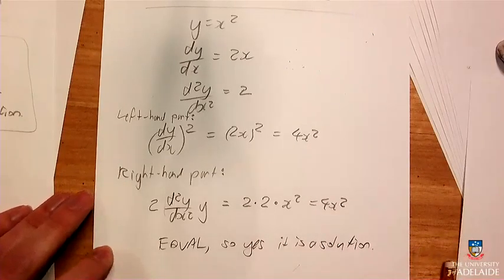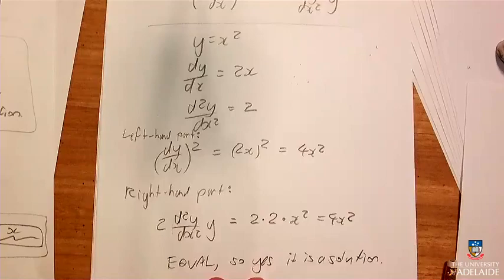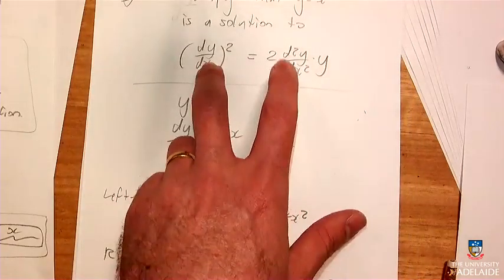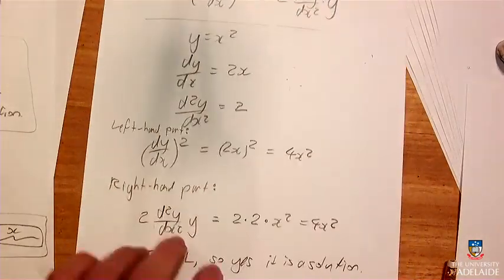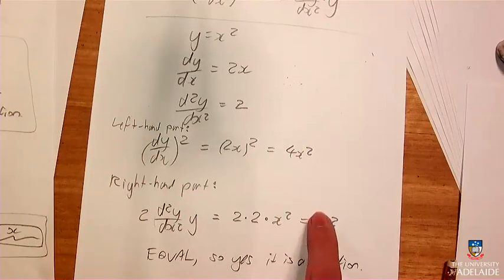So yes, it is a solution, because both sides, both parts of the equation, work out to the same answer. If it is a solution, this thing is equal to that thing, and it is true that this thing is equal to that thing because they are both 4x squared.